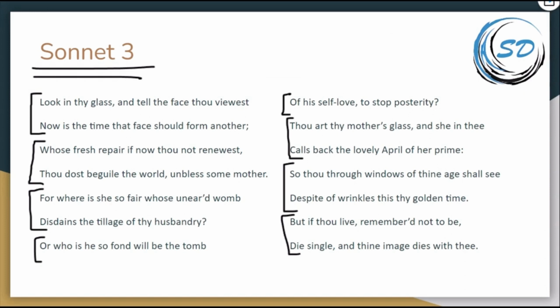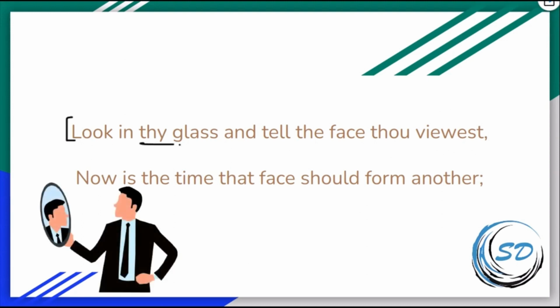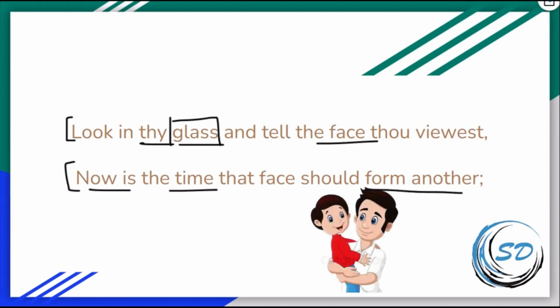Now, let's see the meaning behind each line of the sonnet. Look in thy glass and tell the face thou viewest, now is the time that face should form another. In the first line, the speaker is addressing someone, urging them to look into a mirror, a glass, and observe the reflection of their own face. The speaker asserts that the current moment is the appropriate time for the person's face to bring forth another face, meaning they should procreate and have children.